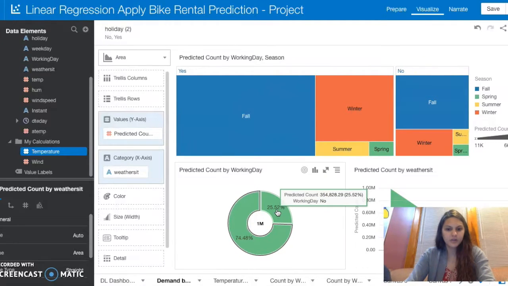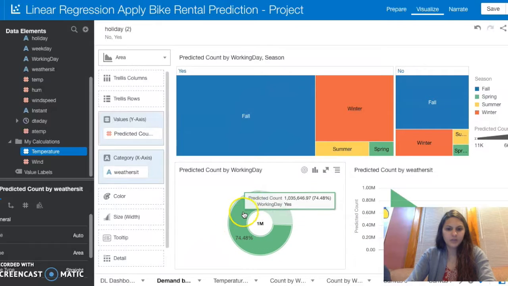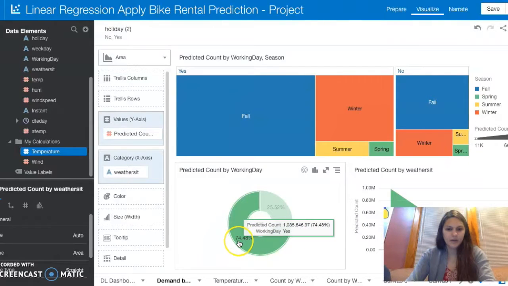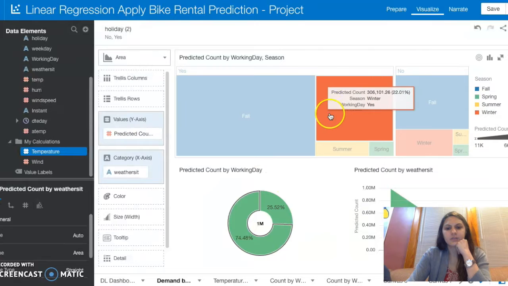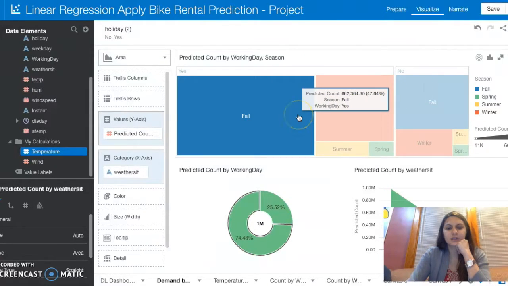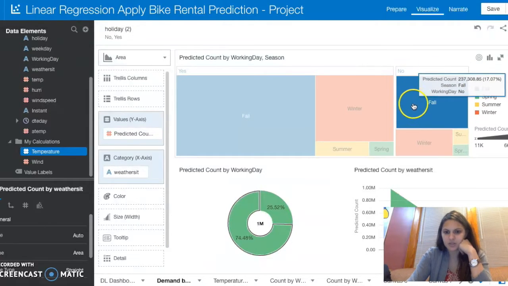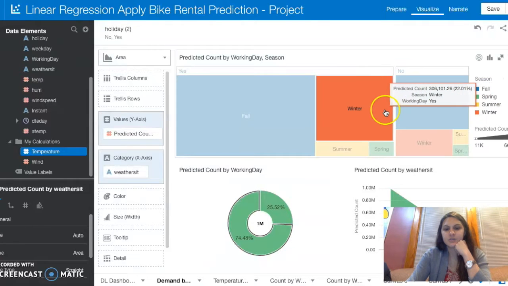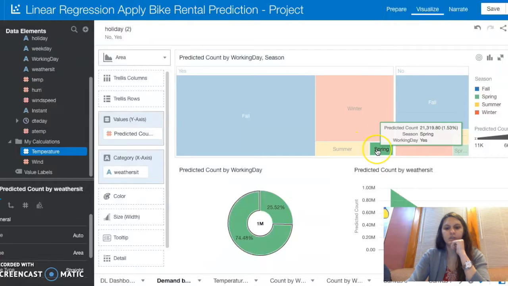It looks like right here, I just split it by working day by itself so you can get a better representation of how much of the demand was made up by work days, which is about 75%, and then 25% on non-working days. The size of the boxes here represent the amount of bikes being rented, and it looks like there's mostly in the fall and the winter, which was pretty surprising because you think that the temperature goes down in the winter, so maybe people aren't going to be outside as much as in spring and summer.